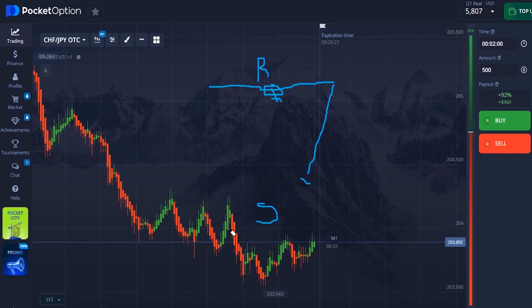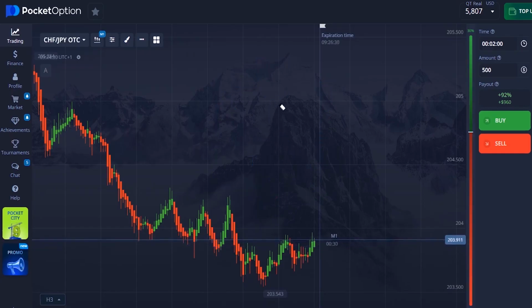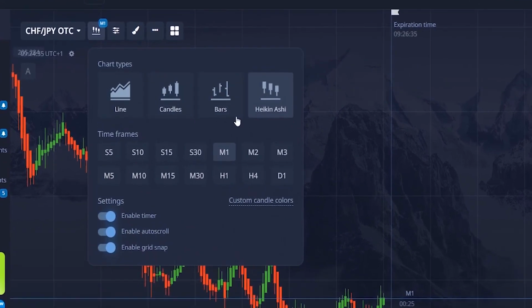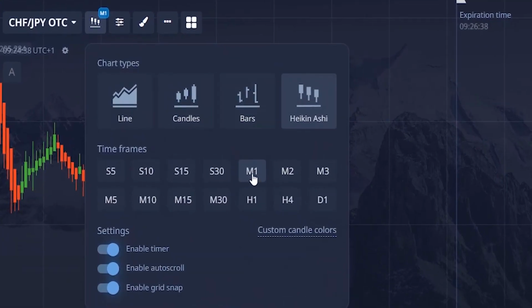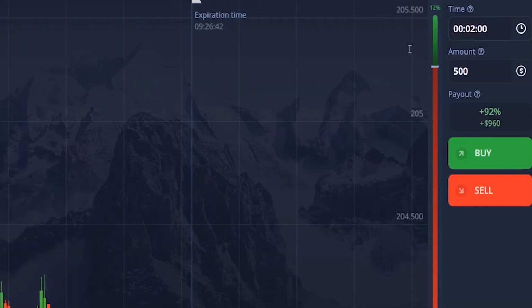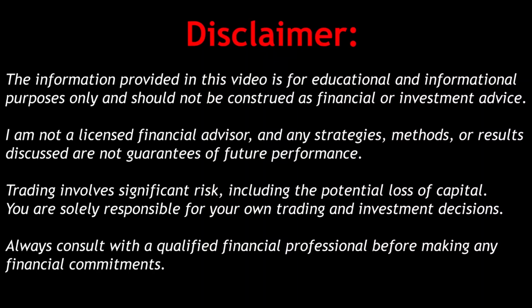Right here I'm going to be using the Heikin Ashi candlestick, and I'm going to be setting it on the 1 minute candle time frame, and I'll be using a 2 minute expiration time.